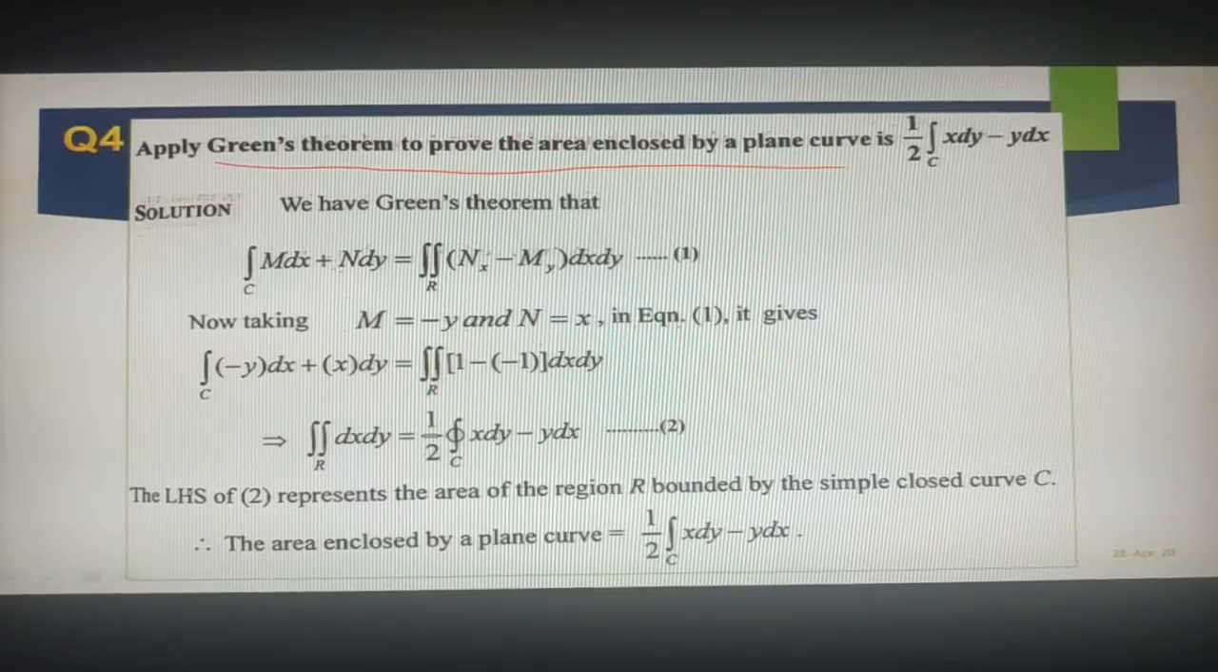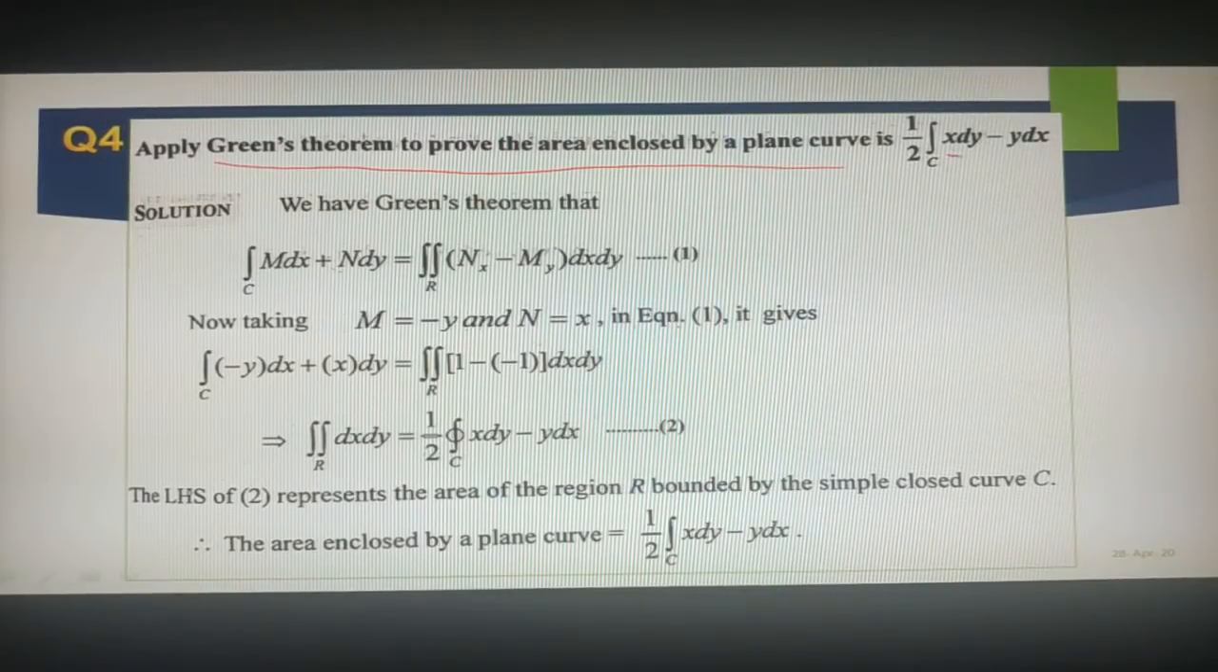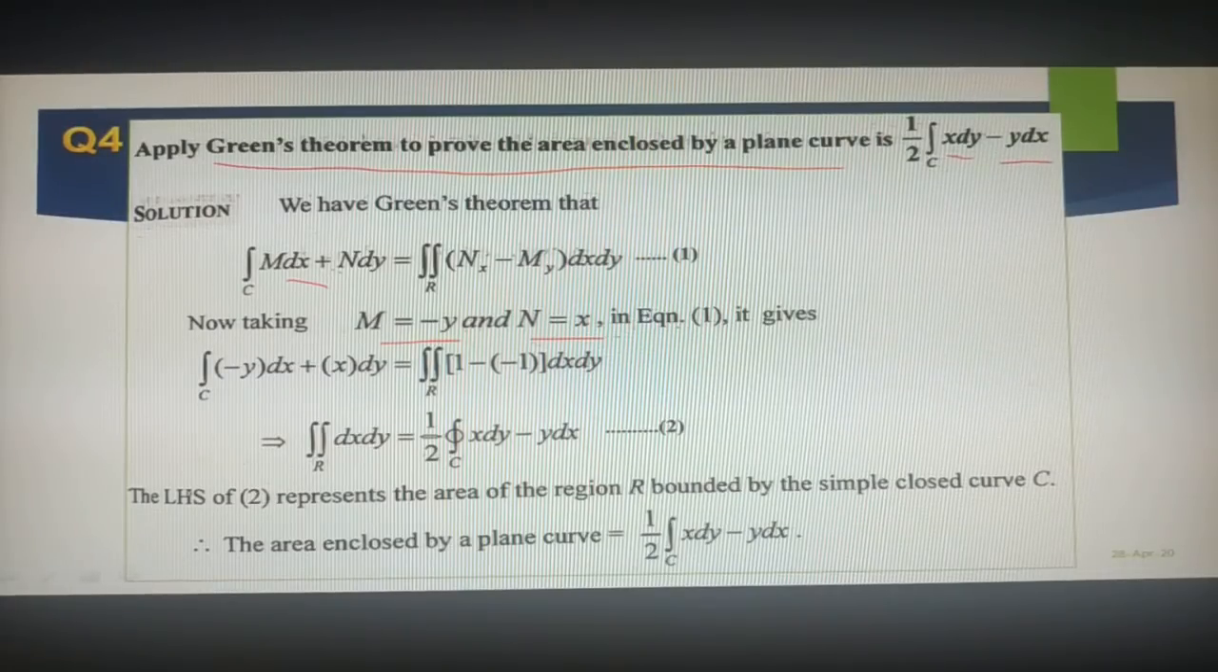So they are given this M dx plus N dy. You think in that way. So x dy means this is N dy, right? So just compare this with M dx plus N dy. So here what is the M value? M value is minus y, N value is x, isn't it? So by Green's theorem, I can write this as the double integral of (N_x minus M_y) dx dy.